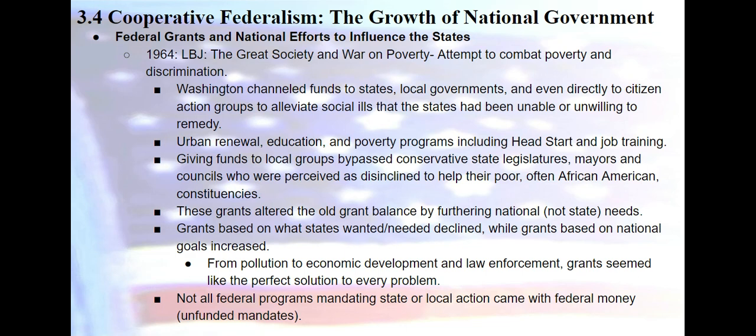From pollution to economic development and law enforcement, grants seemed like a perfect solution from the federal government's perspective and the liberal perspective for every problem. That said, not all federal programs mandating state and local action came with federal money attached, and that's going to cause a whole new level of resistance that we'll talk about in later sections.